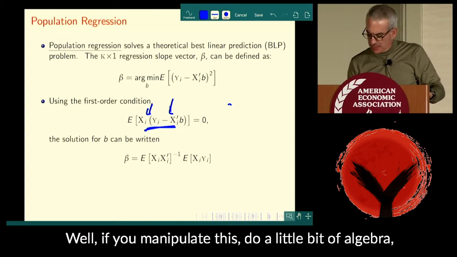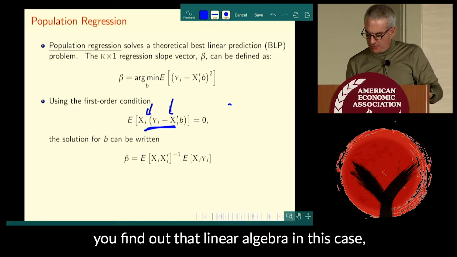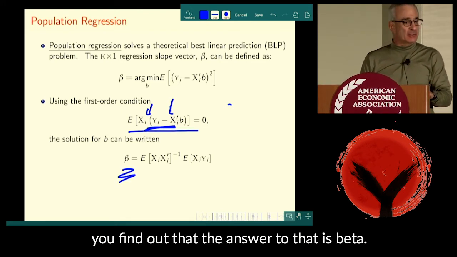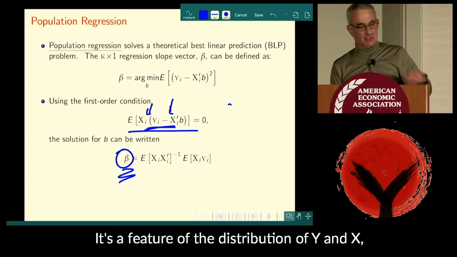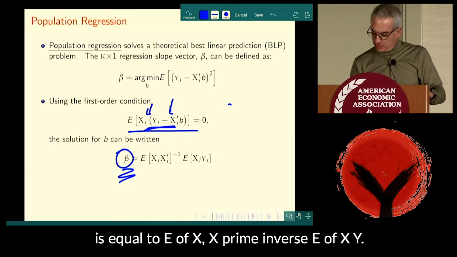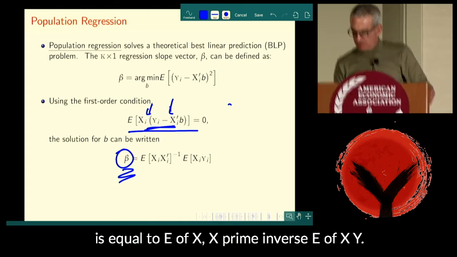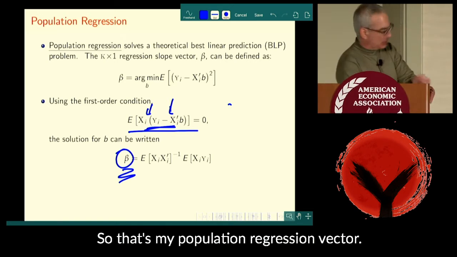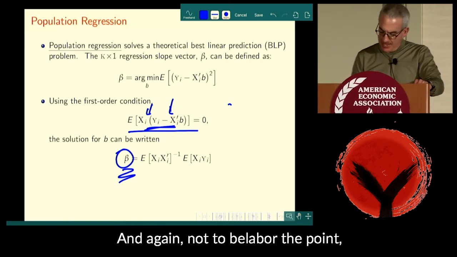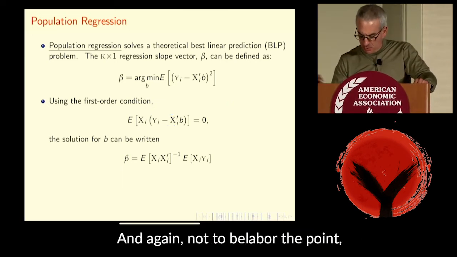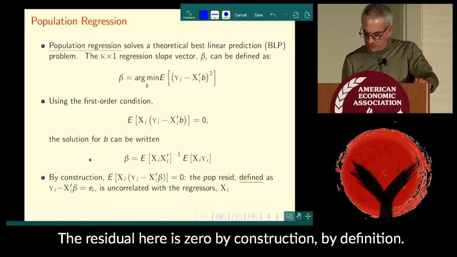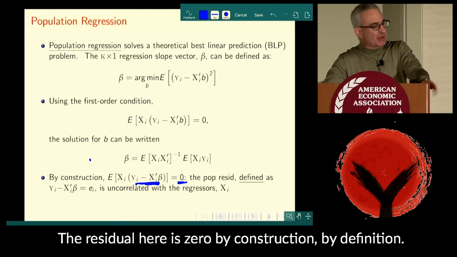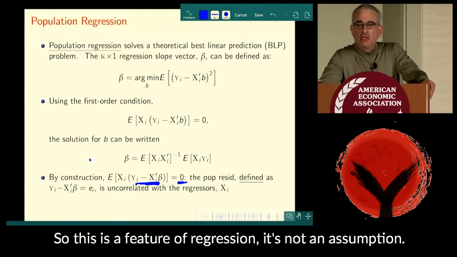Well, if you manipulate this, do a little bit of algebra, linear algebra in this case, you find out that the answer to that is beta. Again, this is not an estimator. It's a feature of the distribution of y and x. It's equal to E[xx'] inverse E[xy]. So that's my population regression vector. And again, not to belabor the point, but there's a lot of confusion on this. The residual here is 0 by construction, by definition. So this is a feature of regression.